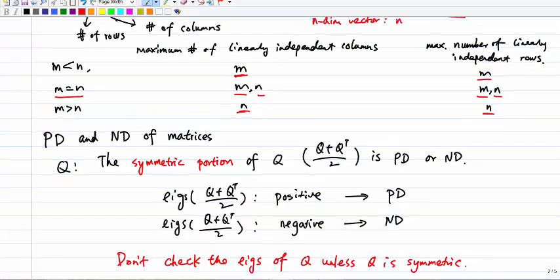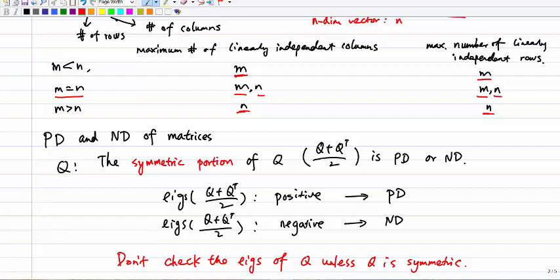The next question is about positive definite and negative definite matrices. As I mentioned in class, to check if a matrix is positive definite, negative definite, positive semi-definite, or negative semi-definite, we need to check the symmetric portion of the matrix Q. You cannot check the eigenvalues of the original matrix directly unless Q is symmetric.